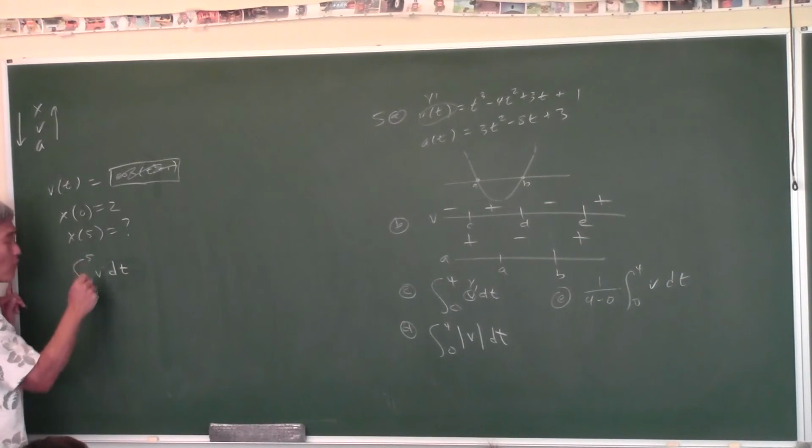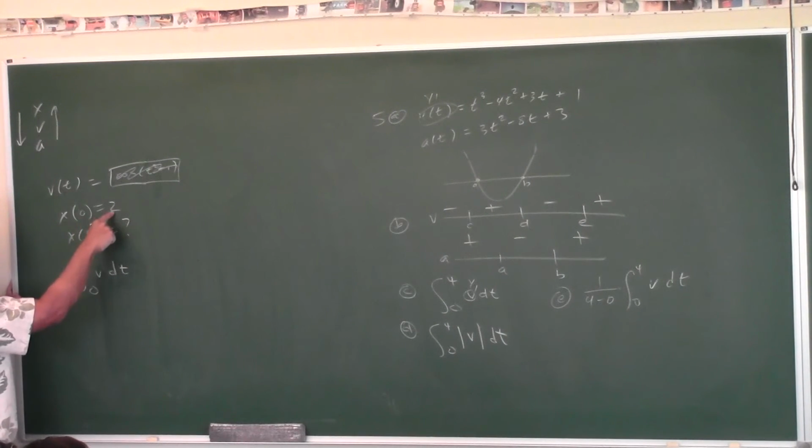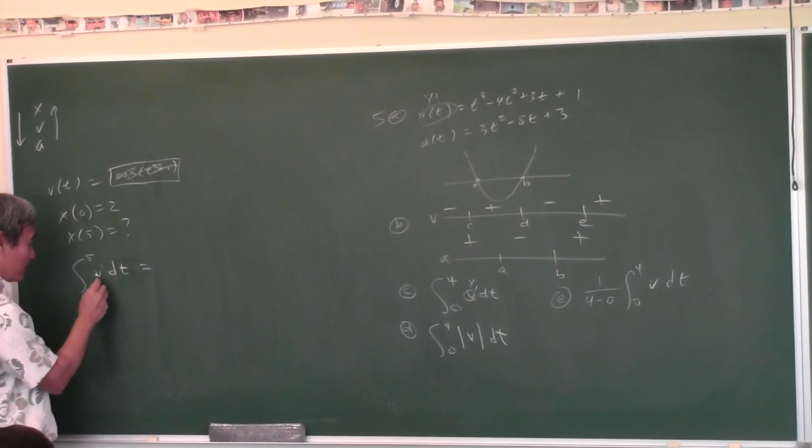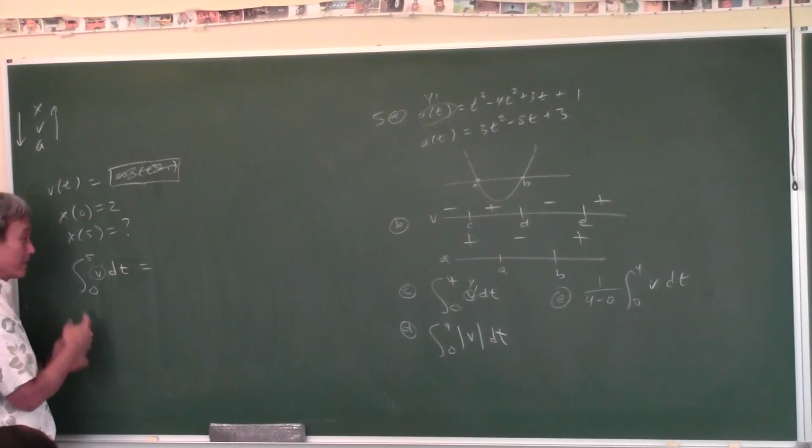0 to 5. Now, why did I pick 0 and 5? Because one of them I know, the other one I'm trying to find. Now, how do I compute the integral from 0 to 5? What do I do? How does the fundamental theorem of calculus part 2 work? You take the antiderivative. No.